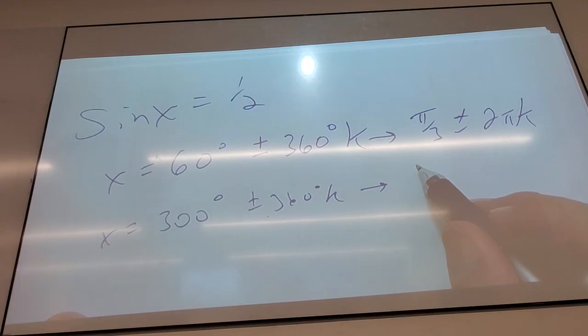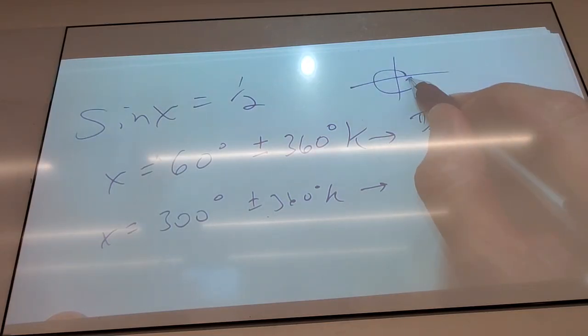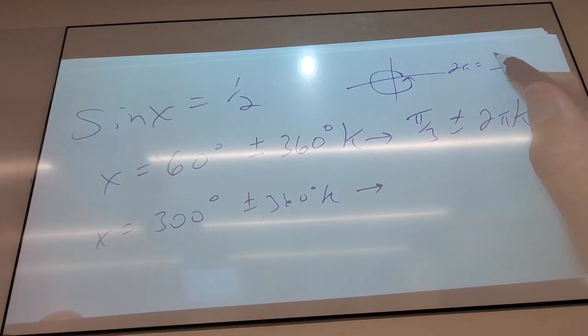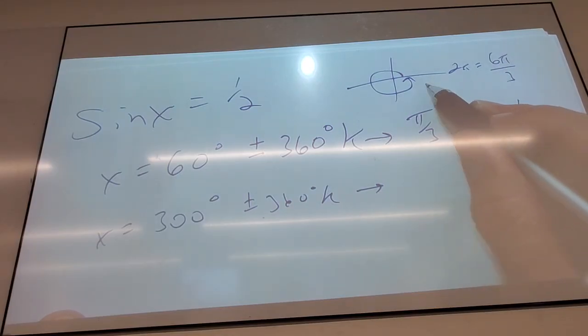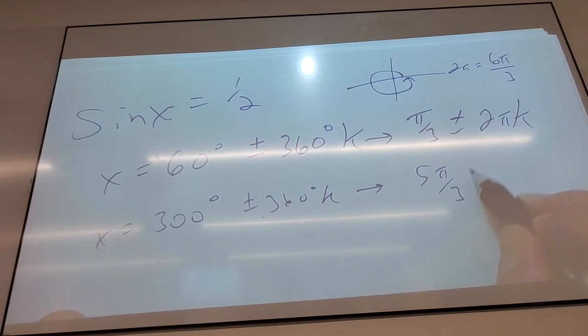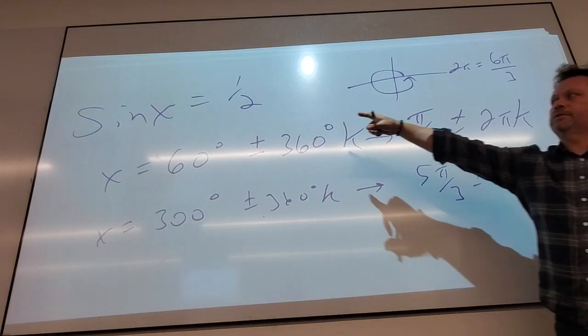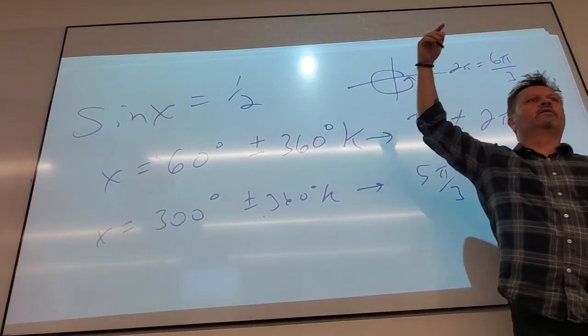You could do it. What's all the way around? 2 pi. How many thirds is that? This is 6 pi over 3. 1/3 of a pi before that is, like Braden said, 5 pi over 3. So officially, how many answers does that equation have?